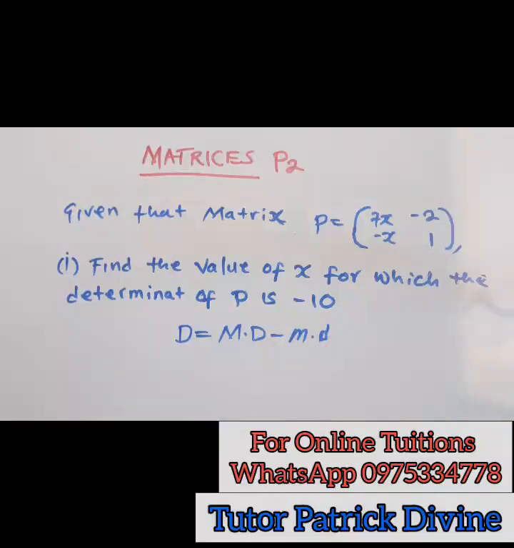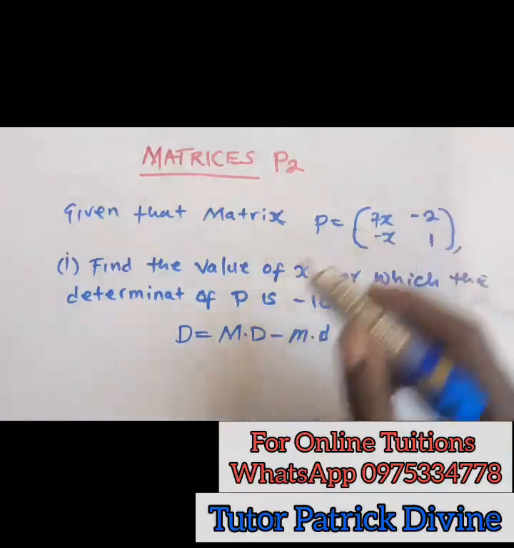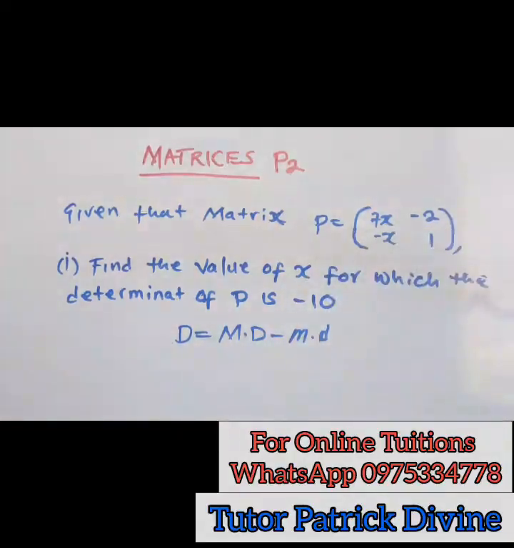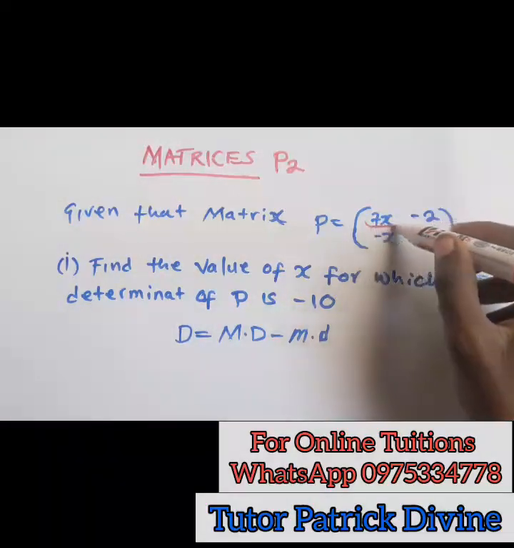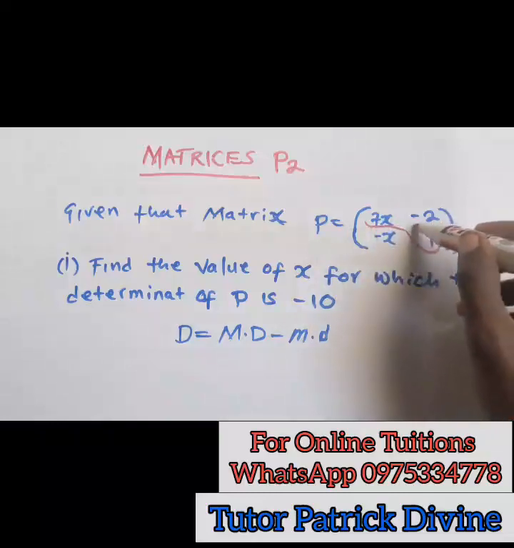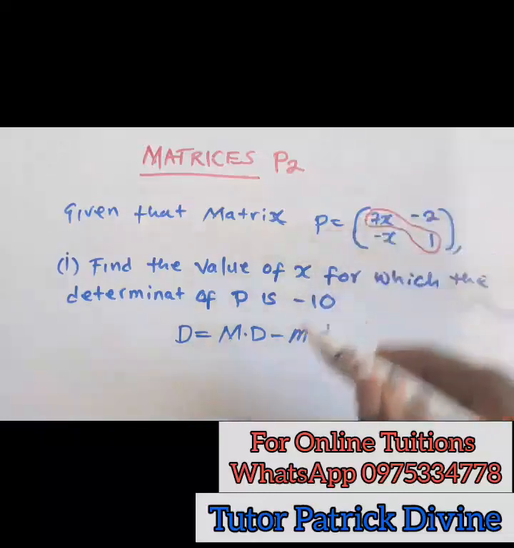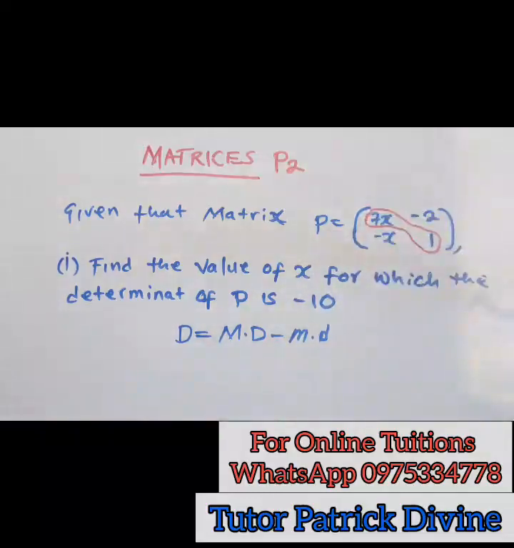Now you'll be wondering, which one is the major diagonal and which one is the minor diagonal? This is the major diagonal. Let me label the major diagonal with a red ink. So this is the major diagonal there, then this is the minor diagonal.